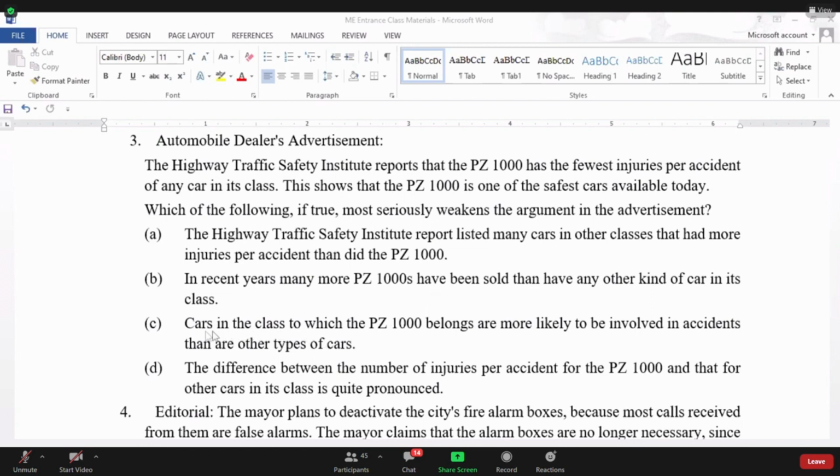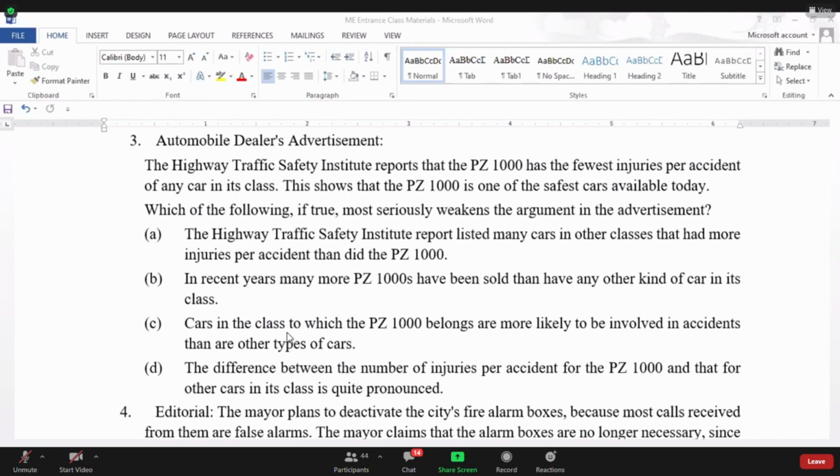Yes, cars in the class to which the PZ 1000 belongs are more likely to be involved in accidents than are other types of cars. Isn't it? Yes, Option C. This says that PZ 1000 is not the safest car. Finished. Any confusion in number 3? No, sir. No confusion.